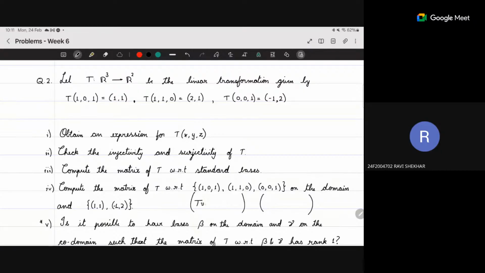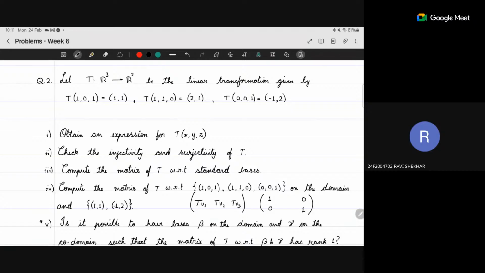So this will be T of V1, T of V2, T of V3 as the columns. Now what is T of V1? T of V1 is already given to be 1, 1. What are the coordinates of 1, 1 in this basis? It's 1, 0. And T of V2 is 2, 1. Let's leave the second column for later. Let's look at T of V3. That is T of 0, 0, 1, that is minus 1, 2, which is 0, 1.